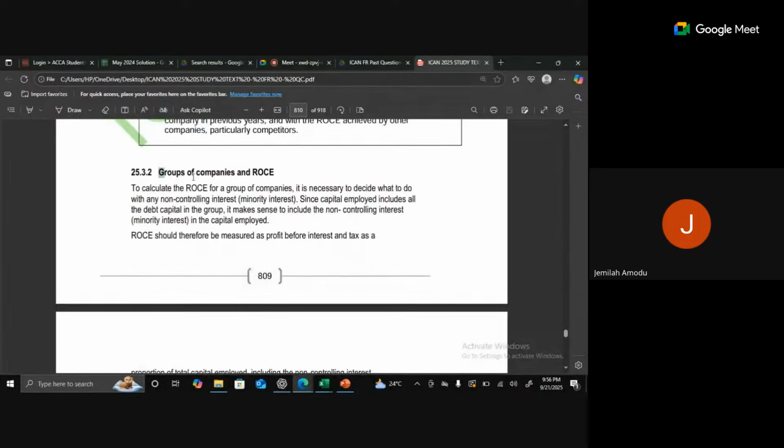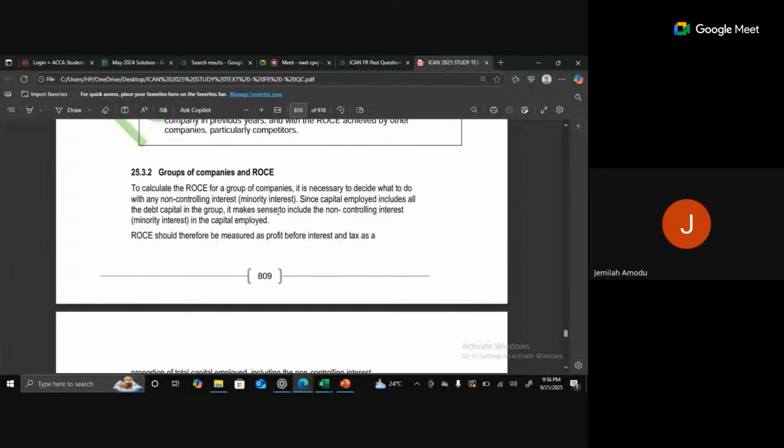So this one is simply them telling you how you're going to calculate your return on capital employed for a group. Should they give you financial information of a group and ask you to calculate the return on capital employed, this is simply how you're going to get it, right? They say to calculate the ROCE for group companies, it is necessary to decide what to do with non-controlling interest, that is the minority interest, since capital employed includes all the debt capital in the group.